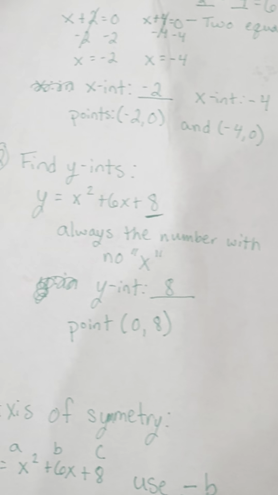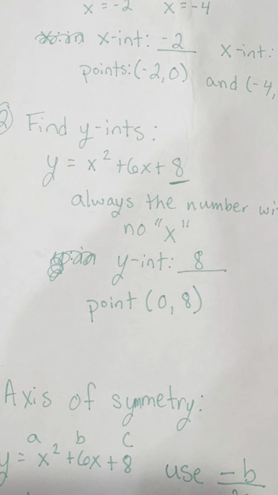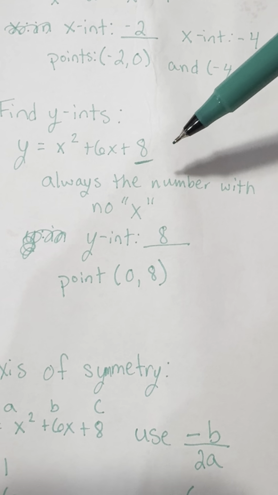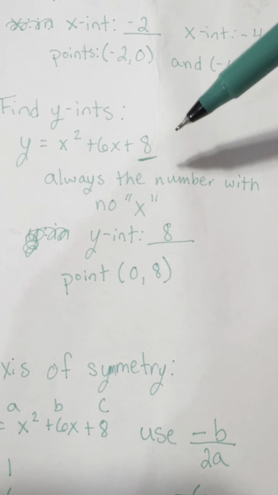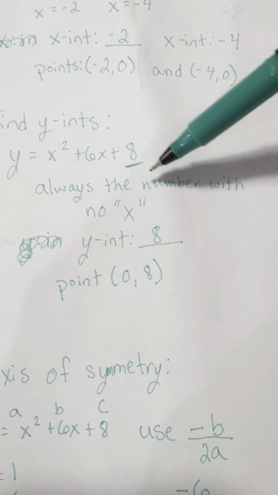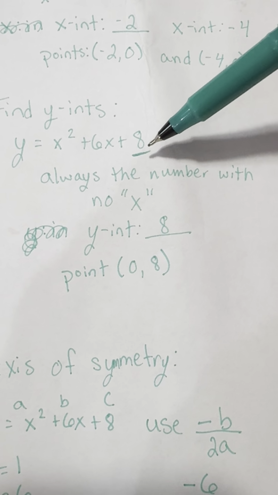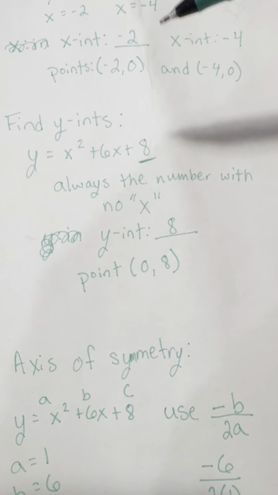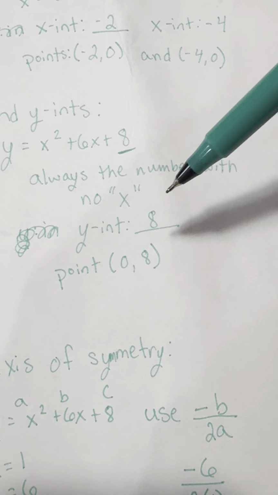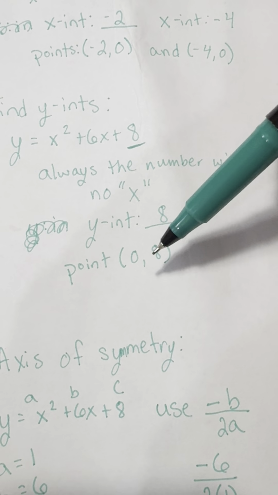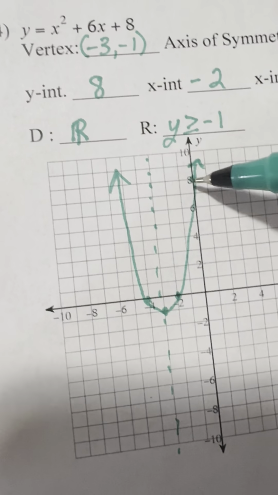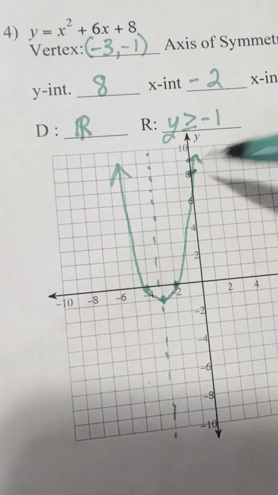Now that we've found our x-intercepts, we need to find our y-intercept. So again, we have the equation x squared plus 6x plus 8. Your y-intercept is always going to be this number without an x attached to it every single time. So your y-intercept is going to be 8. So that's going to be (0, 8) on your graph. So you can come over here and plot it on the y-axis, (0, 8) right here.